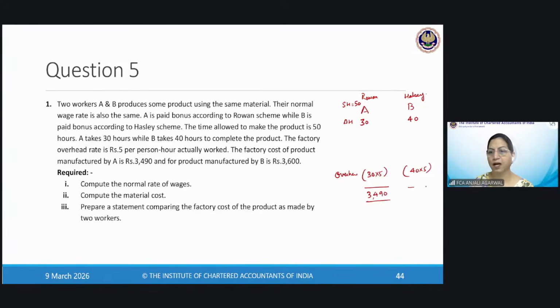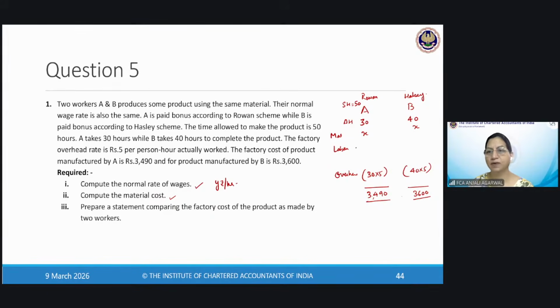3490 and 3600. So factory cost is a combination of material, labor or wages and overheads. So we don't know what is the material cost. We don't know total labor cost, but we do know that he's under Rowan plan and he's under Halsey plan, which is creating the difference of overhead rate or the factory cost. Calculate the wages, calculate the material. So let the material cost be X. And let the wage rate be Y rupee per hour.